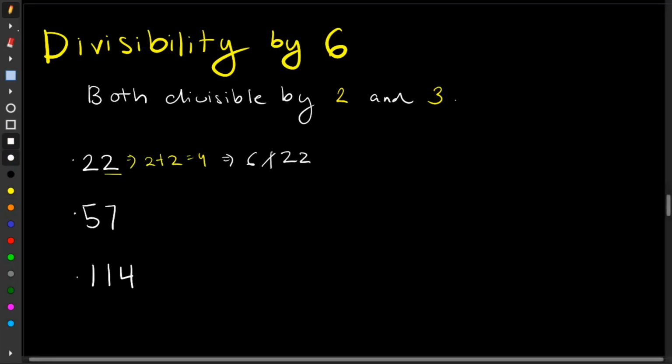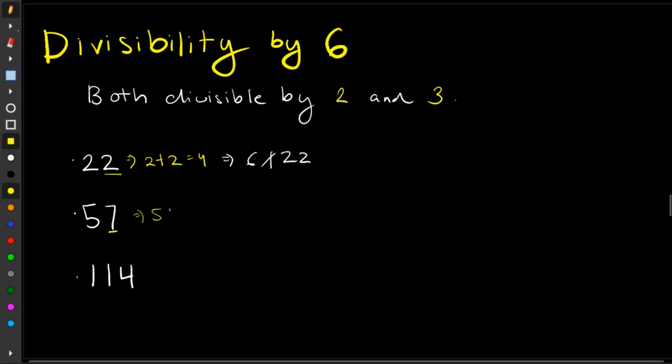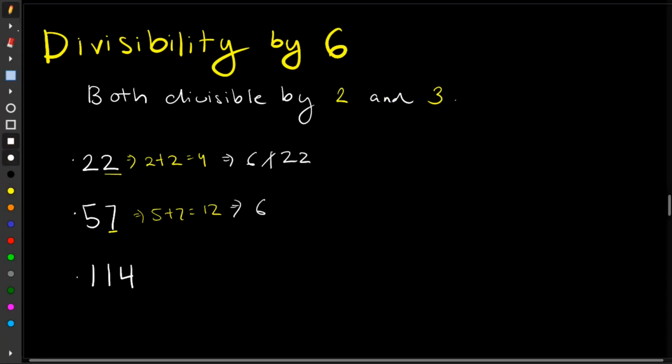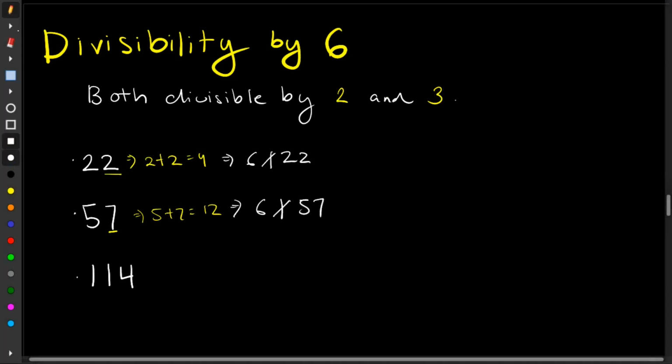On the other hand, this one is clearly not divisible by 2, since its last digit is 7. But note that when we add its digits, it is divisible by 3. But since it is not divisible by 2, we cannot conclude that it is divisible by 6. So 6 does not divide 57.